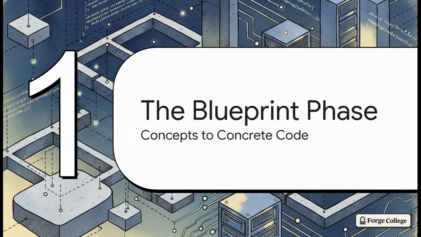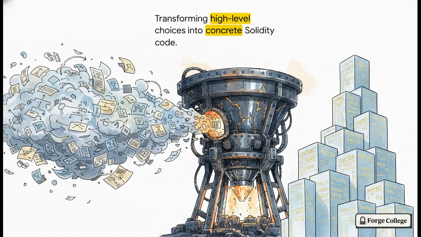The blueprint phase, from concepts to concrete code. So that initial site survey of picking out basic primitive types, that is completely in the rearview mirror. Now we're taking all of those meticulous design notes you made, the field type tables, the list of entities, and we're converting them into a real drafted set of actual Solidity declarations. This is literally where the rubber meets the road.